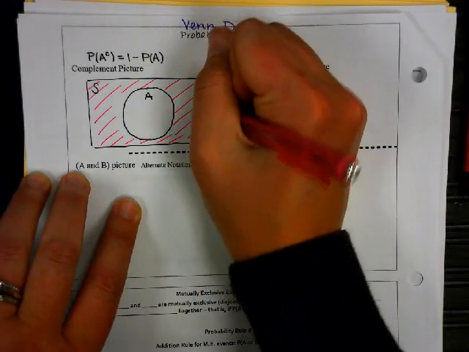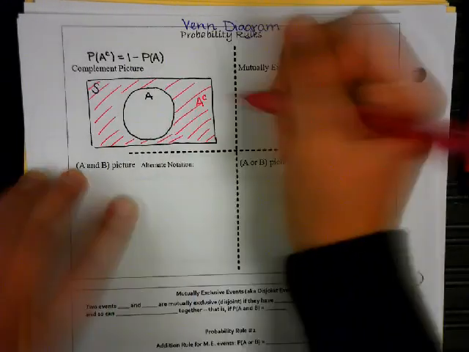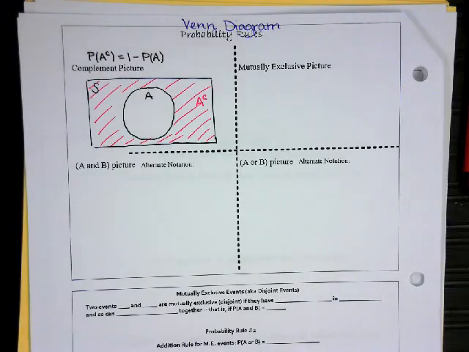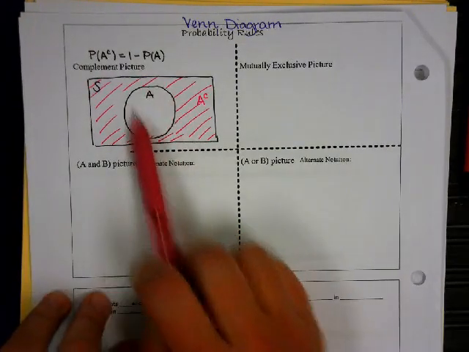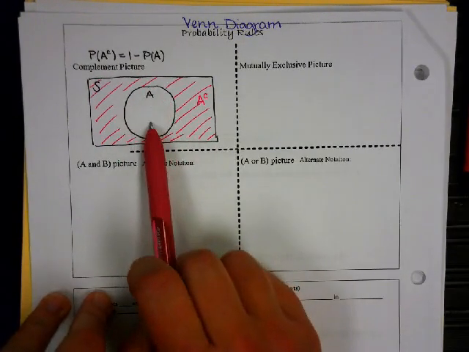A complement is A not happening. So the circle is the probability A happens. So the probability of A complement would be everything outside the circle but still in the sample space.